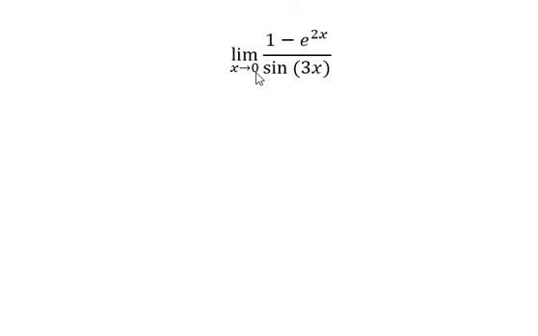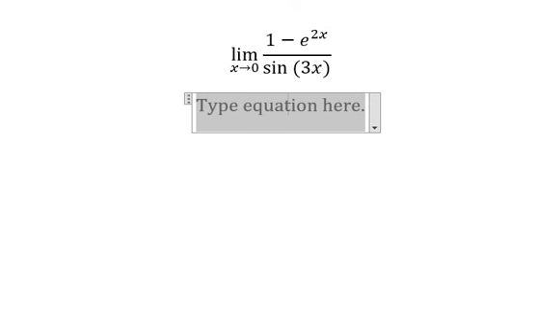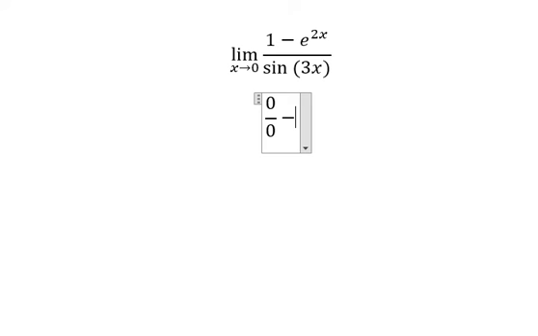If I put number 0 in here and here, we get 1 minus 1, which is 0. Inside the denominator with number 0, we also have 0. So we have 0 over 0, so we can use L'Hospital's rule.